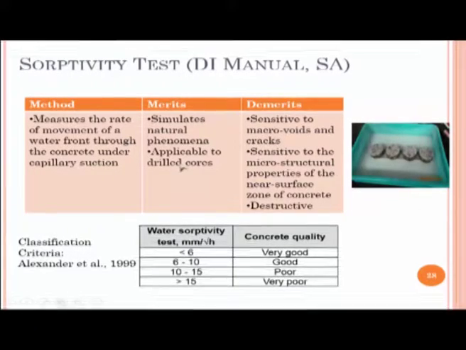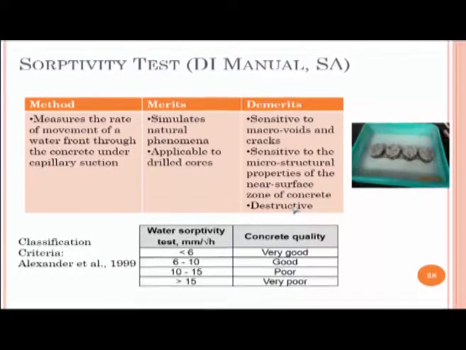So this simulates natural phenomena, especially where the concrete is going to be in contact with a liquid medium on one side. It is applicable to drilled cores. That means you can actually take cored specimens from your structure and study sorptivity on those cores also. Problem is, again, it's sensitive to macro voids and cracks. It is sensitive to microstructural properties of near surface zone of concrete. For example, if the concrete surface has been altered because of carbonation, you will obviously get a difference in sorptivity.